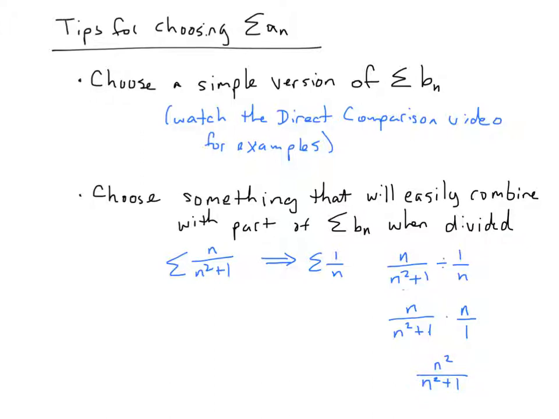And it is hard to choose An sometimes. It's sort of an art to do it a little bit. You just have to practice, and you can always, if you pick something and you can't get it to work nicely, then pick something else. That's fine too. The first series you choose doesn't have to be the one that you end up using.